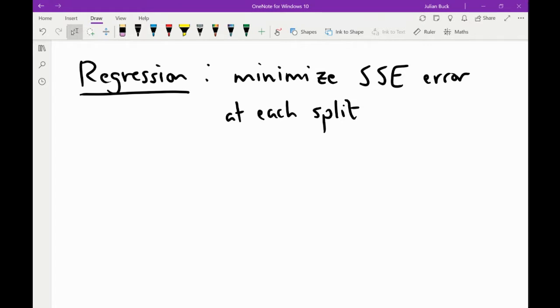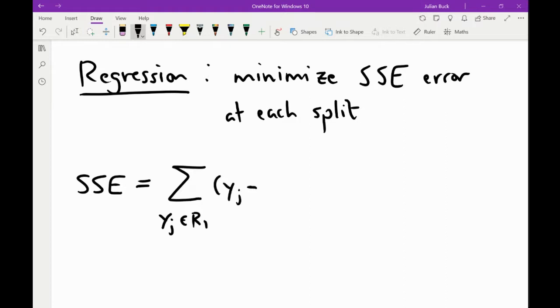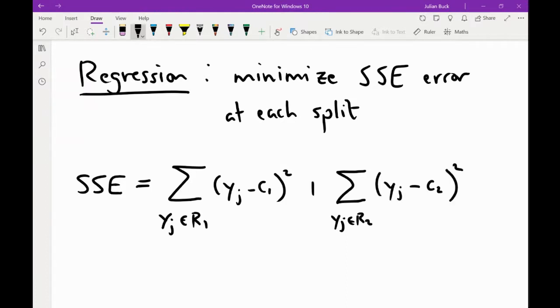Okay, so here's the notation. How are we measuring the sum of squares error at each node? We take the sum over all response values yj that are in region 1 of (yj minus C1) squared. I'm going to define these in a moment. Then we take the sum over all yj's in region 2 of (yj minus C2) squared, and add those together to get the total sum of squares error.